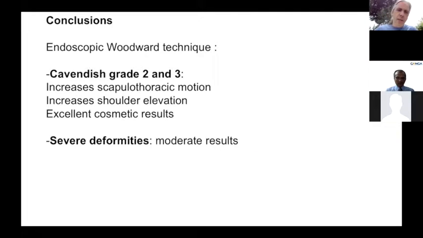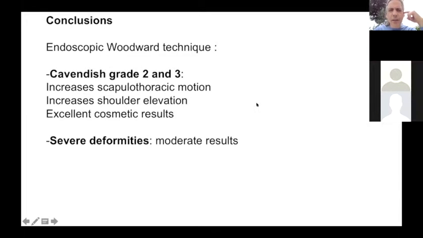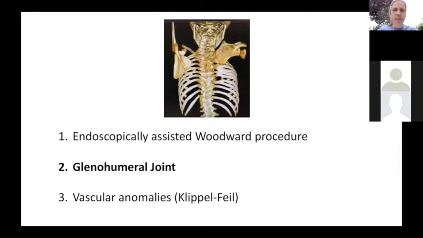So in grade 2 and 3 children, this technique is worthy in the sense that you get good outcomes in the scapulothoracic motion and shoulder elevation, and because the results are cosmetically really good. In severe deformities, you have moderate results, but I don't think it depends on the technique. I think that it depends on the glenohumeral joint involvement. So that's the next point.